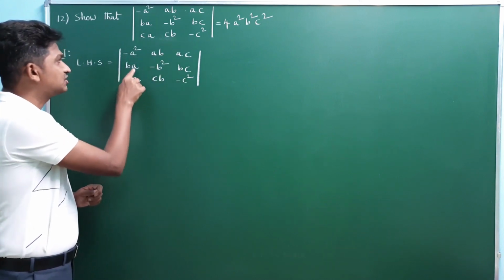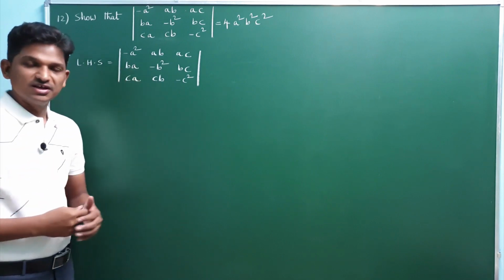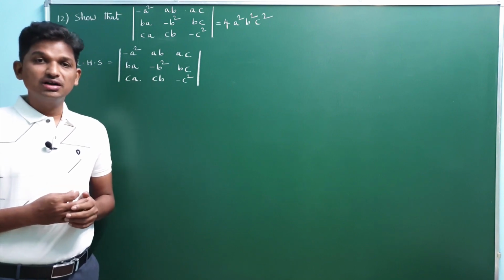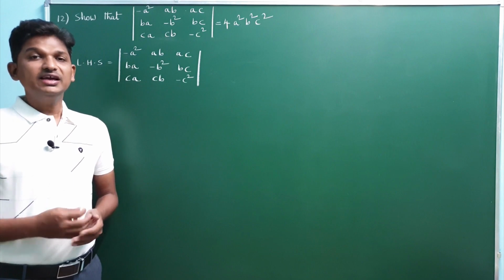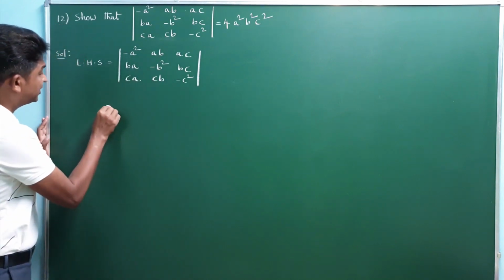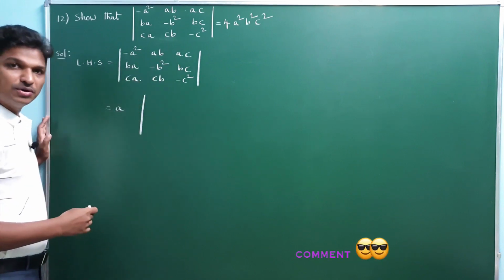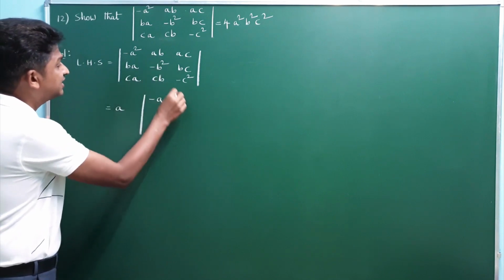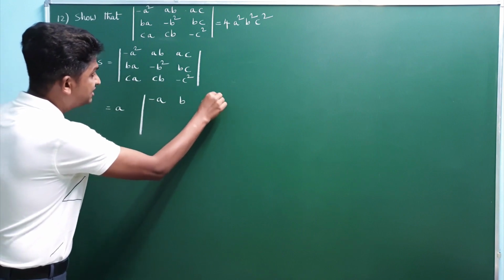Similarly, you observe the first column. Here also A is there, here also A is there, here also A is there. I'll take A common from the first row, or we can take A common from the first column also. See, from the first row, if I take A common, what is remaining here? Minus A. If I take A common here, B is remaining. If I take A common here, C is remaining.